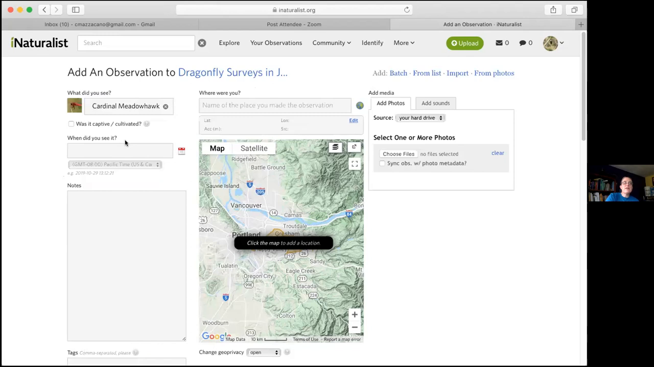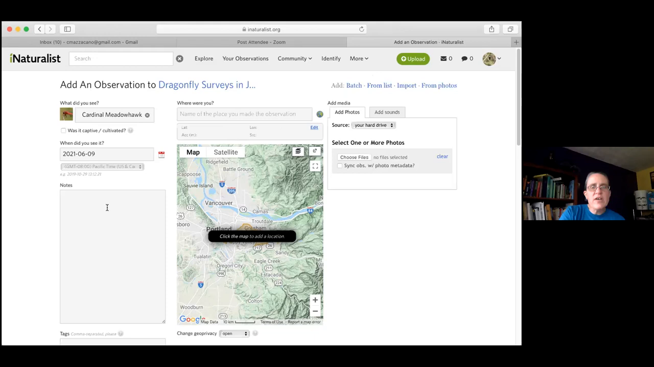Then the next thing below that is, when did you see it? Now, let's say I saw one a couple days ago, so make sure you put in the date. There's a note section here, so if you have anything to mention, like the water levels were really high, the wetland was starting to dry out, it was full of fish, like whatever was relevant, go ahead and report that. Where were you?